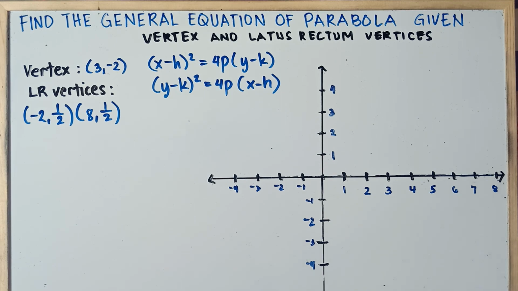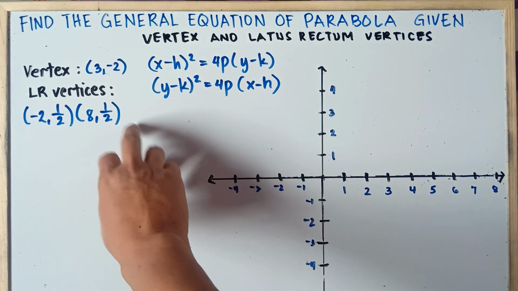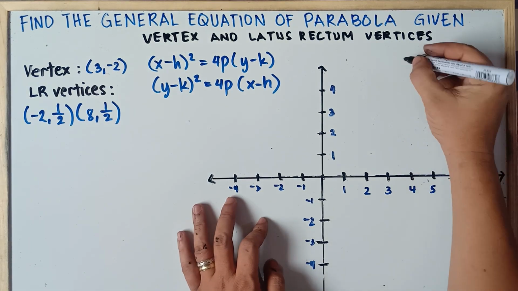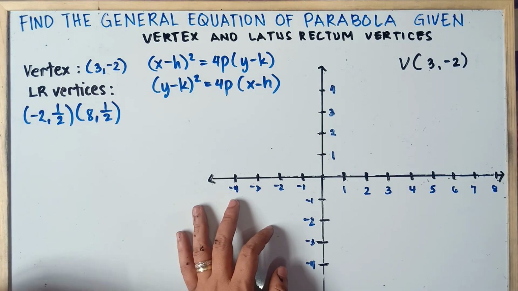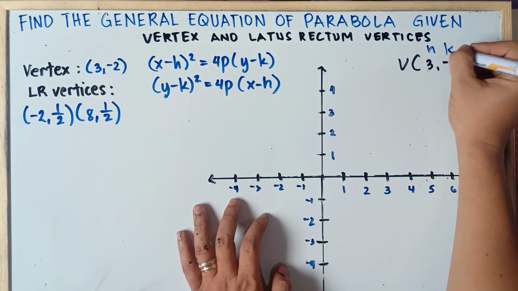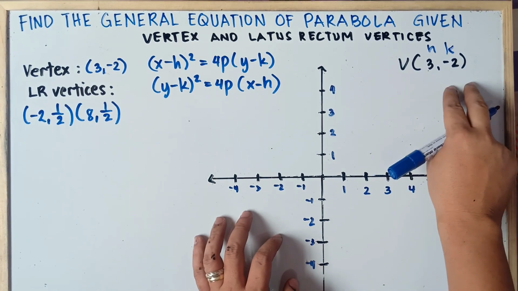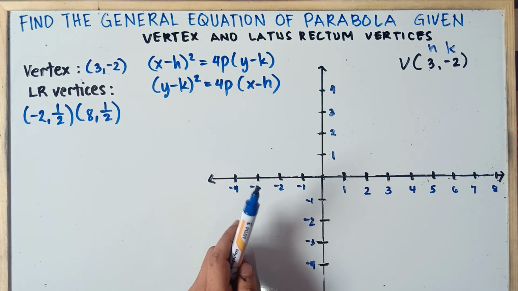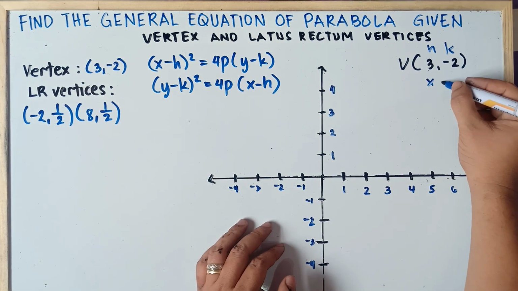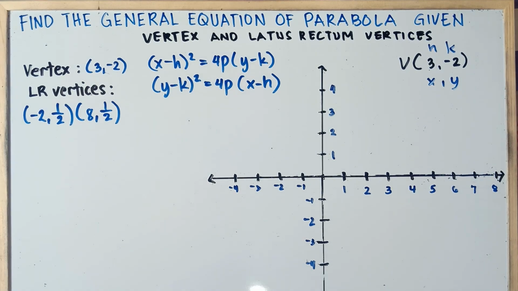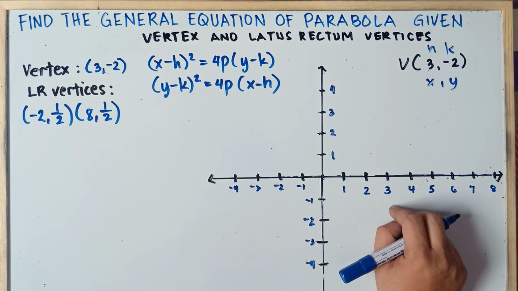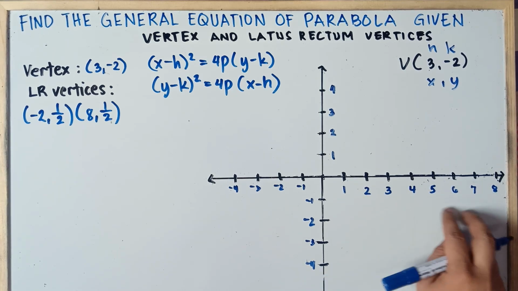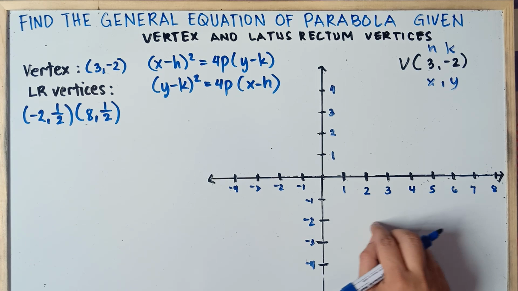First thing to do, class, is we need to plot the following points. Let's start with the vertex, class. Vertex (3, -2). Once again, for the vertex, there will be h and k. Now when you plot this in the Cartesian plane, it should be an ordered pair, x and y. So our x is 3 and our y is negative 2. Where's that, class? X is 3, then y is negative 2. Positive number for x is on the right. So x is 3, and then y is negative 2.